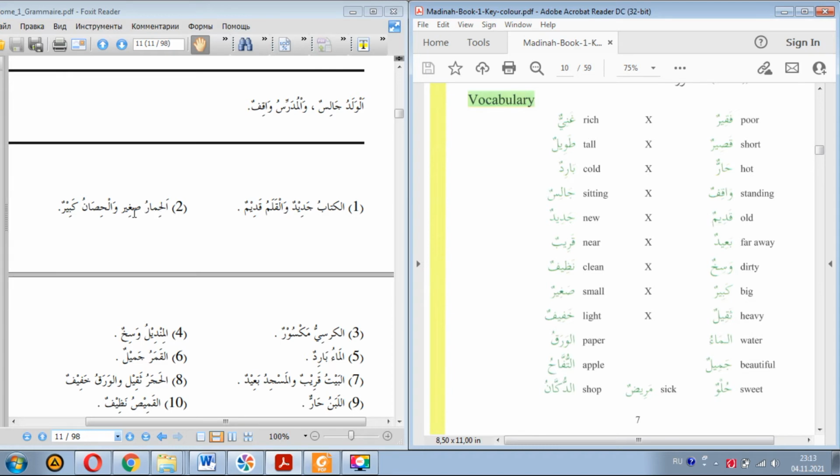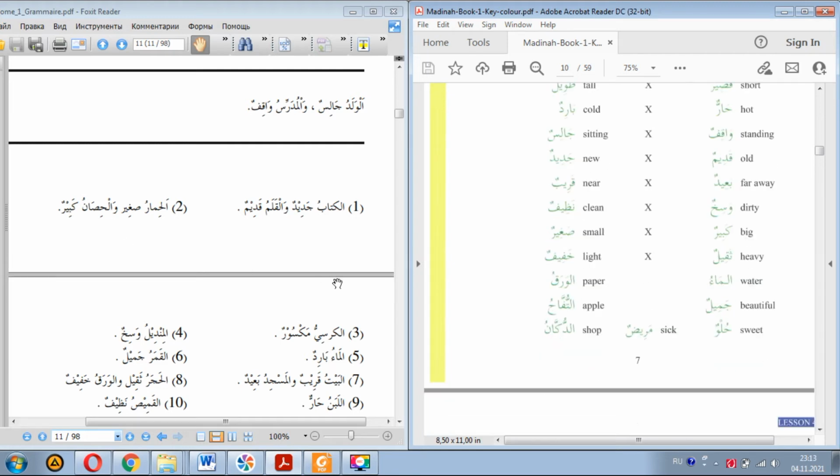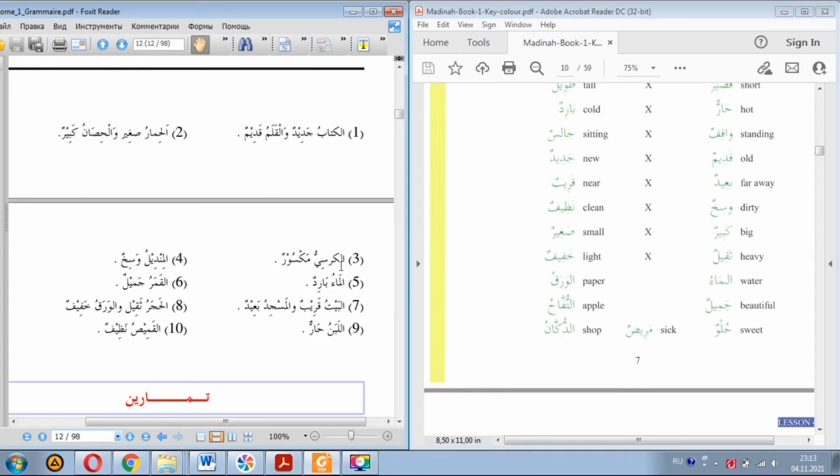The donkey is small and the horse is big. الكرسي مكسور. The chair is broken. المنديل وسخ. Well, the kerchief or the napkin is, subhanallah, dirty. الماء بارد. The water is cold. القمر جميل. The moon is beautiful. البيت قريب. The house is close. والمسجد بعيدا.